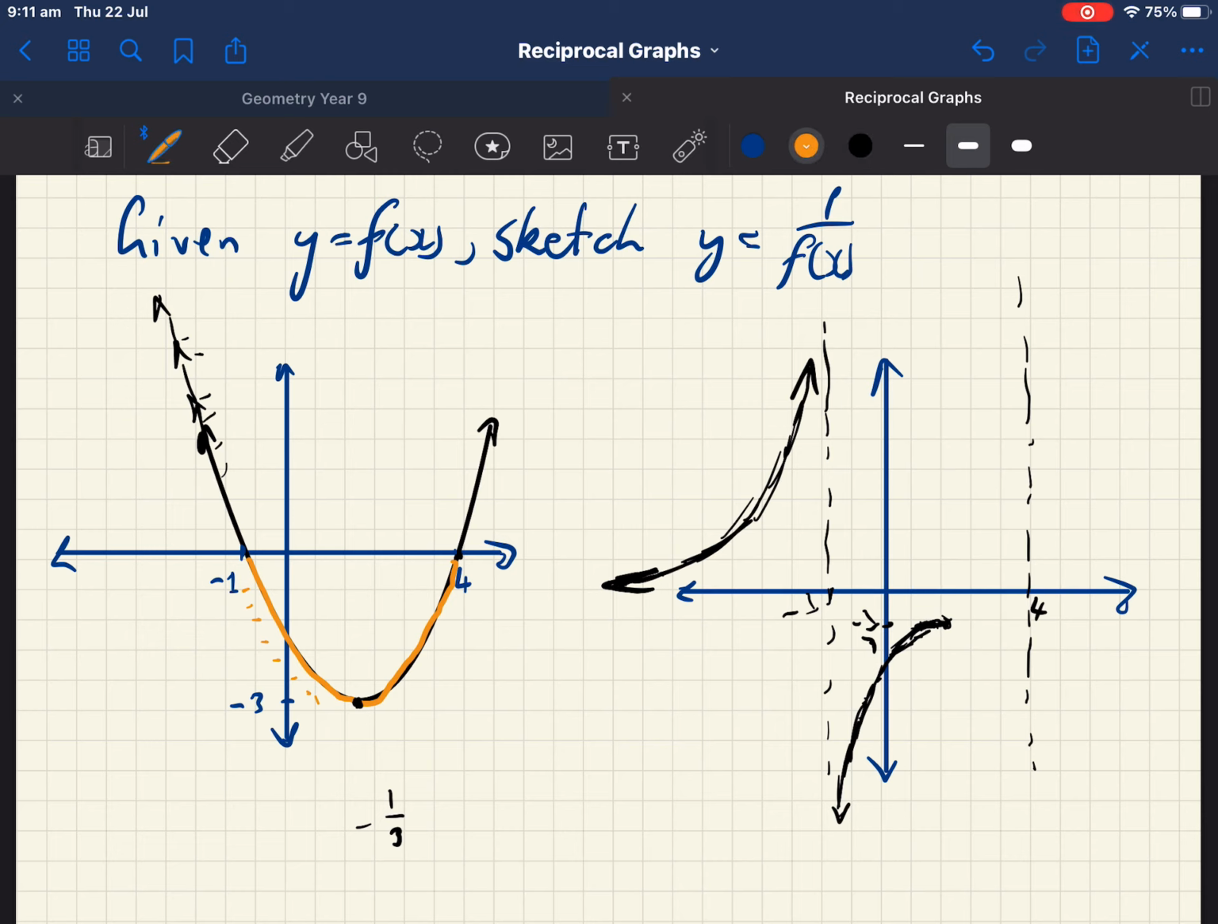So f of x was decreasing. It hit that point there where it stopped, and then it started increasing. Our reciprocal will need to do the opposite of increasing, which is decreasing, which is why I started decreasing it. Took it towards that vertical asymptote, which you're probably getting pretty familiar with doing.